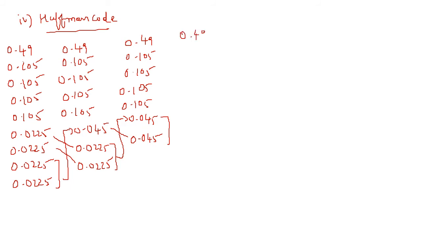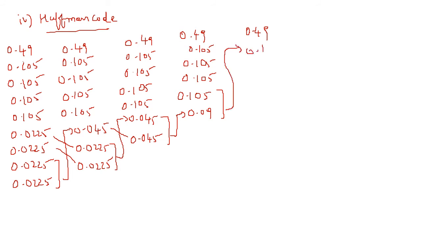So 0.49, 0.105, 0.105, 0.105, 0.105, 0.105, and this added probability will be 0.09. Add these two probability values, and arrange in decreasing order. So 0.49, and this value will be 0.195. Shift this value here. So 0.105, 0.105, 0.105. Next, add these two probability values, 0.105 and 0.105, which gives 0.21.